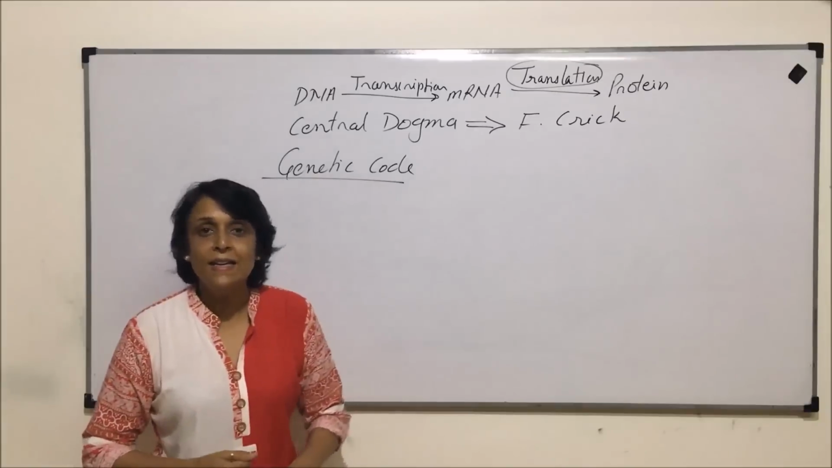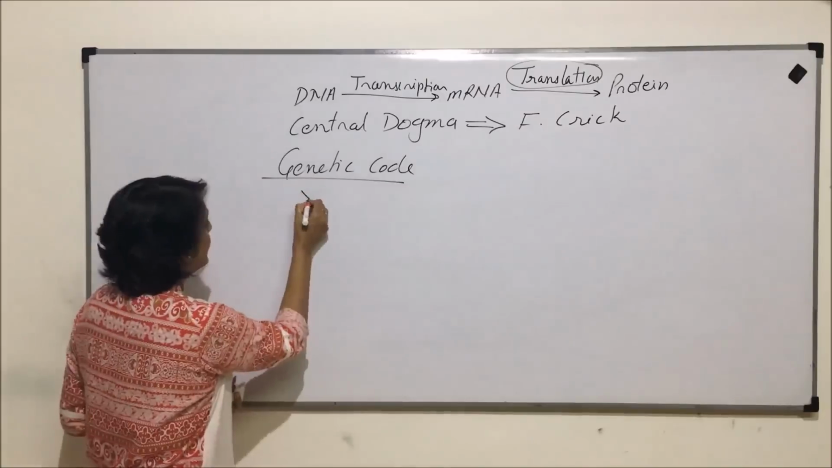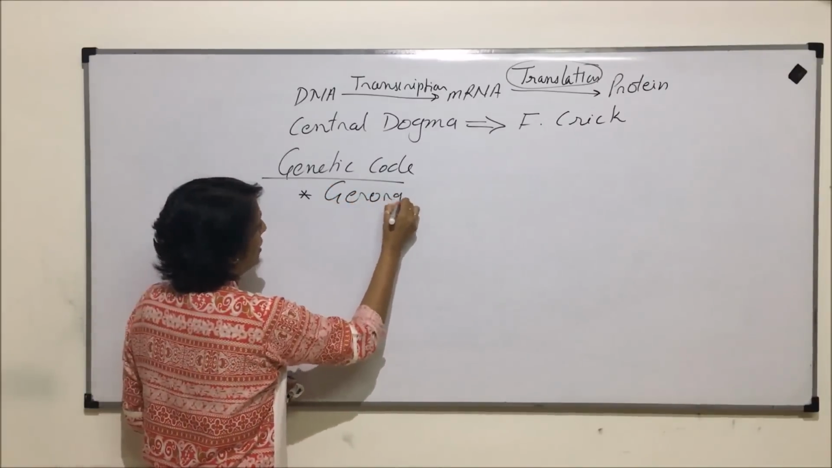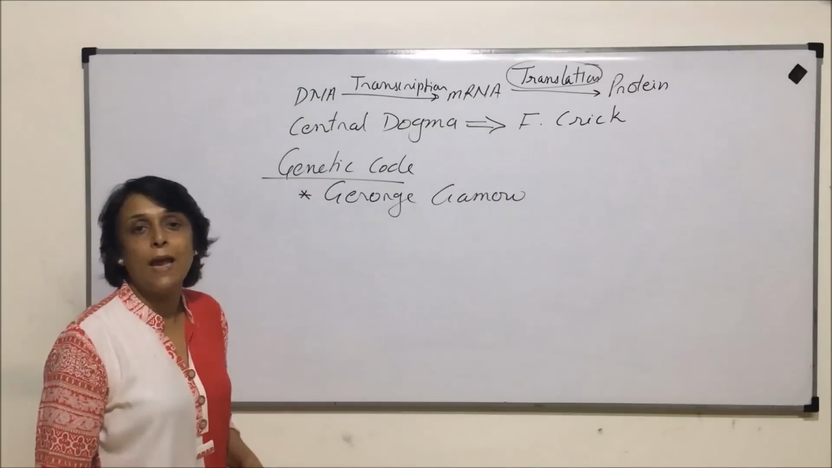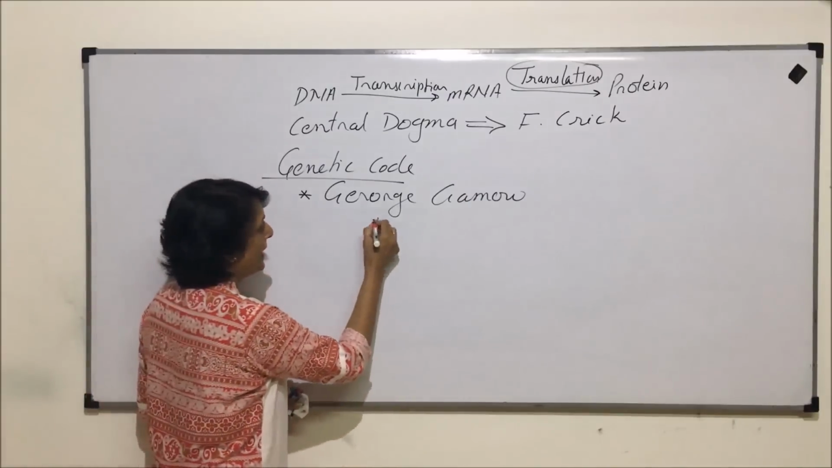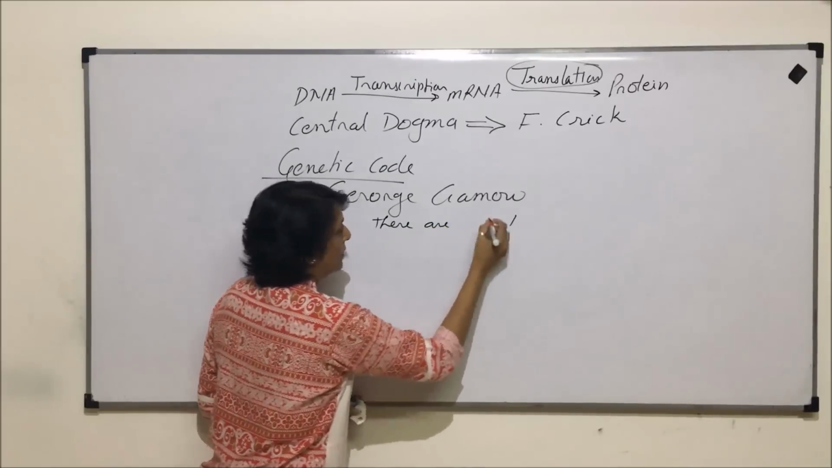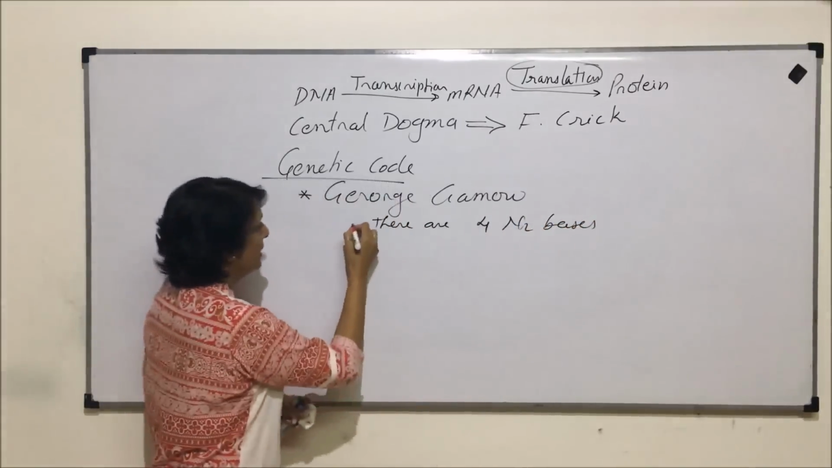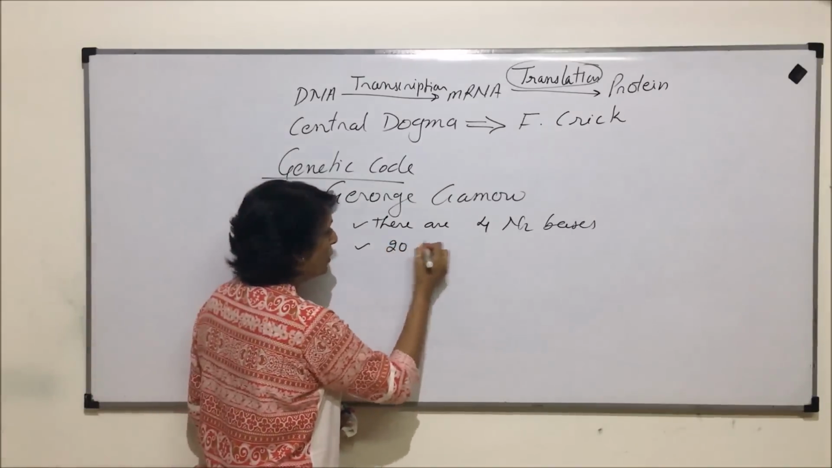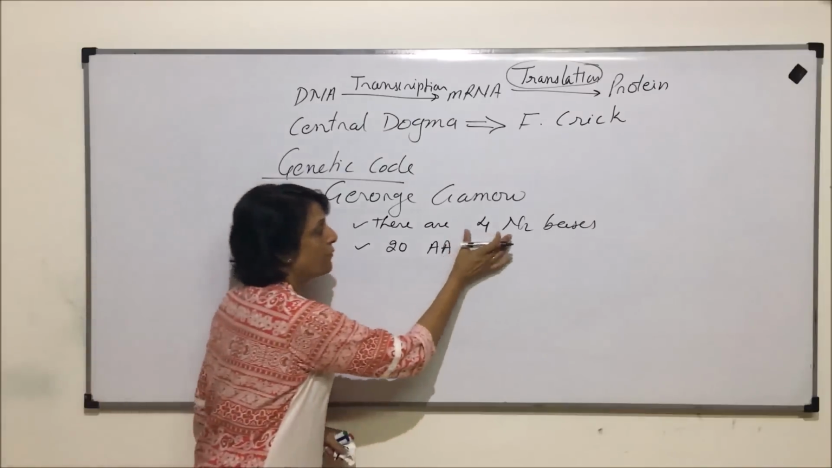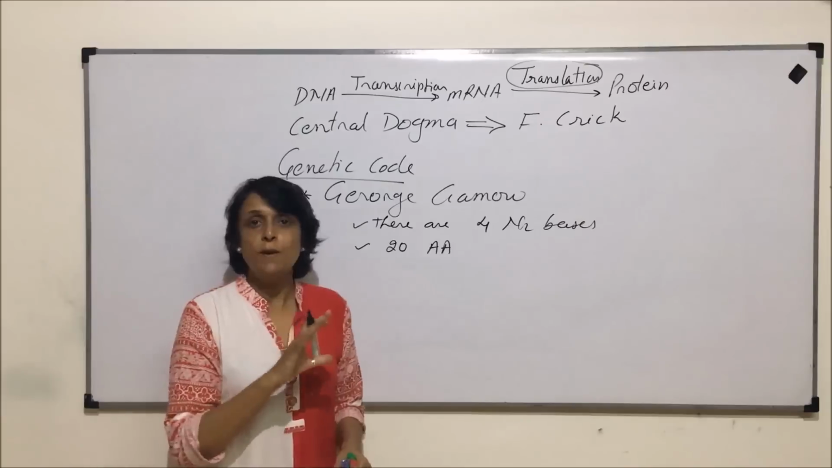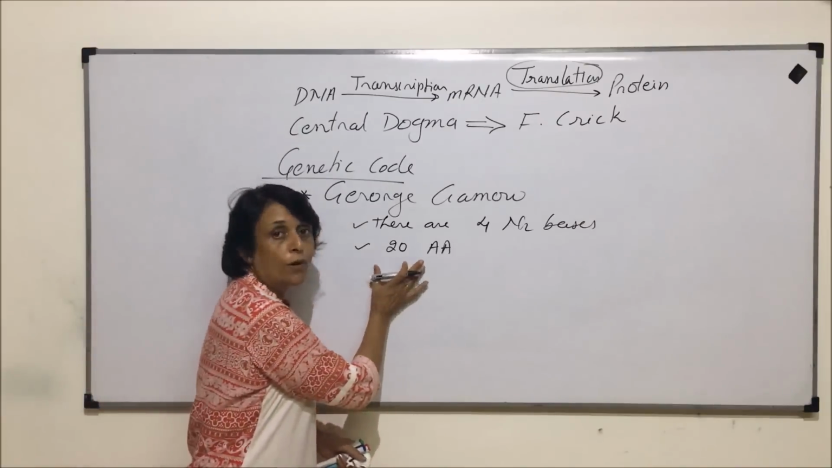But when these codes were designed, scientists performed various experiments. The scientist who proposed this genetic code, the tabular form of those 64 codes, was George Gamow. He was the one who actually came up with this idea. And the points which he used were that there are four nitrogen bases, and the second was that whatever codes are there, they're going to be responsible for only 20 amino acids. So how come these four nitrogen bases are responsible for formation of only 20 amino acids? So he proposed there should be some kind of permutation combinations which would code for these 20 amino acids.